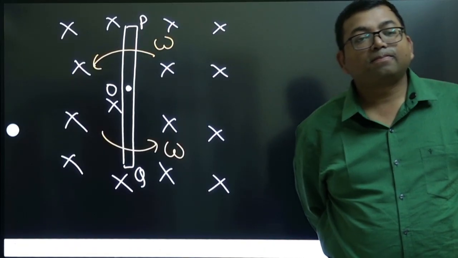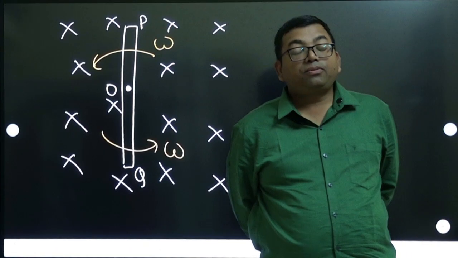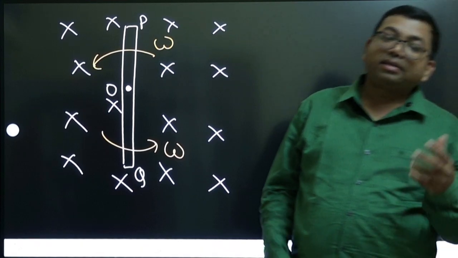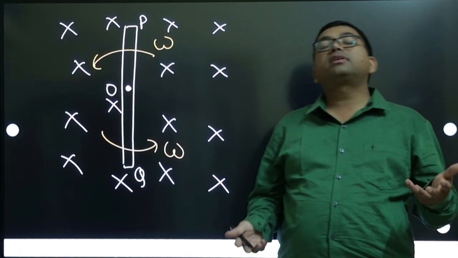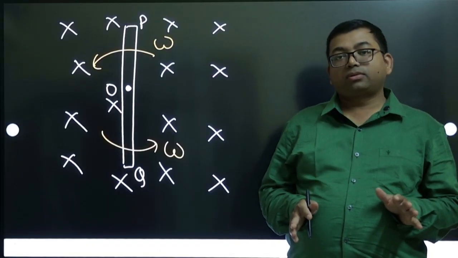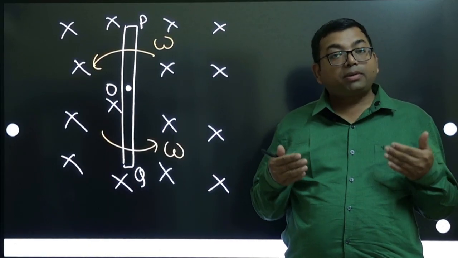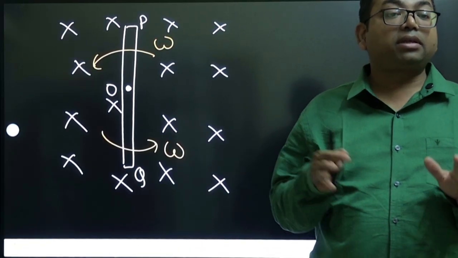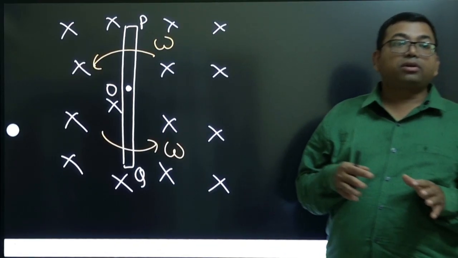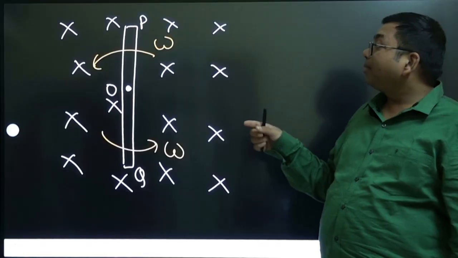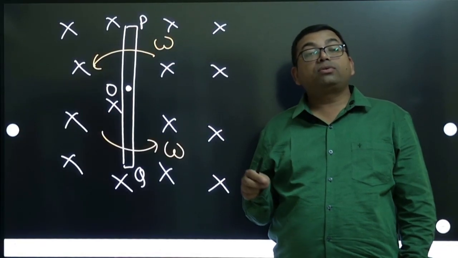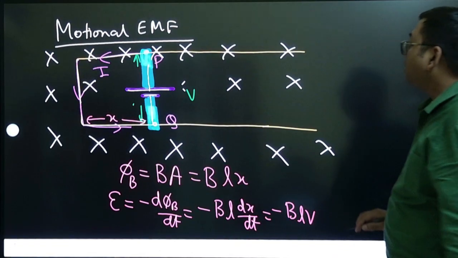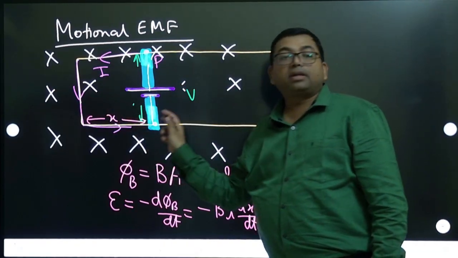See, for current you need a closed circuit. But here this rod is only there. There is no closed circuit. So current will not be produced. Battery or EMF will be developed. It will be like an open cell or an open battery which is not connected with any circuit. So there will be EMF induced, but current will not be there. Previously here there was current. Why? Because this circuit was complete.